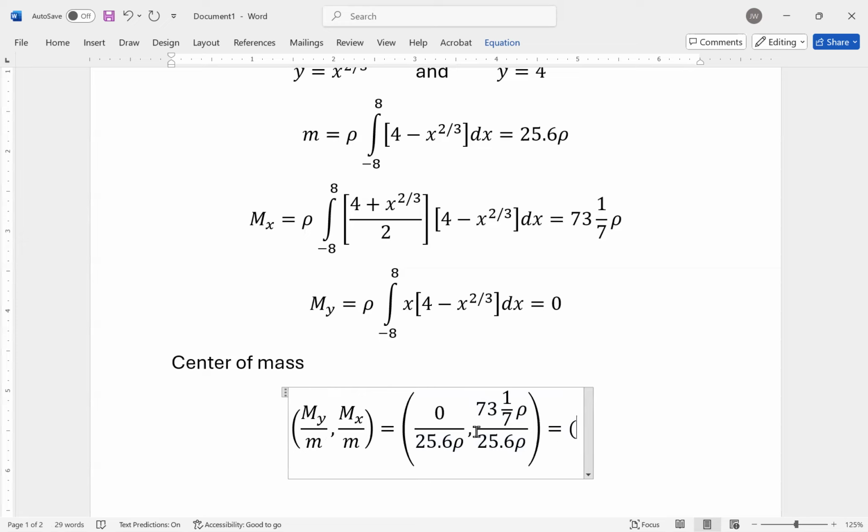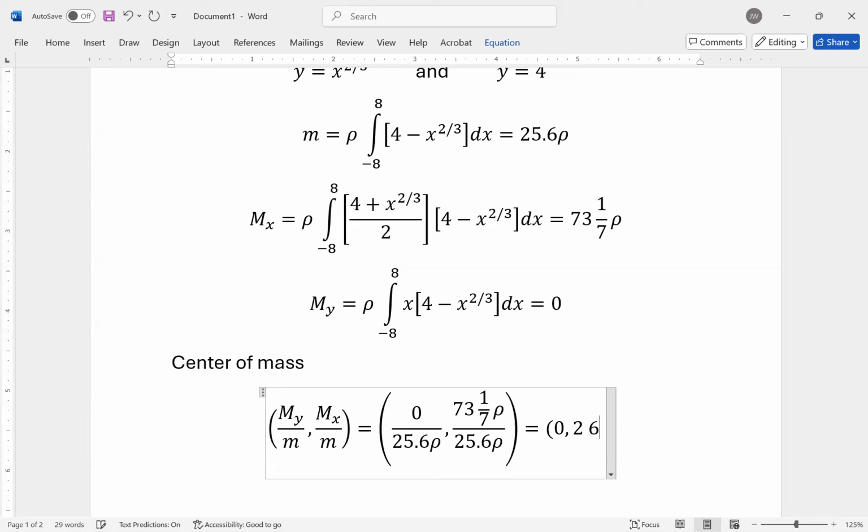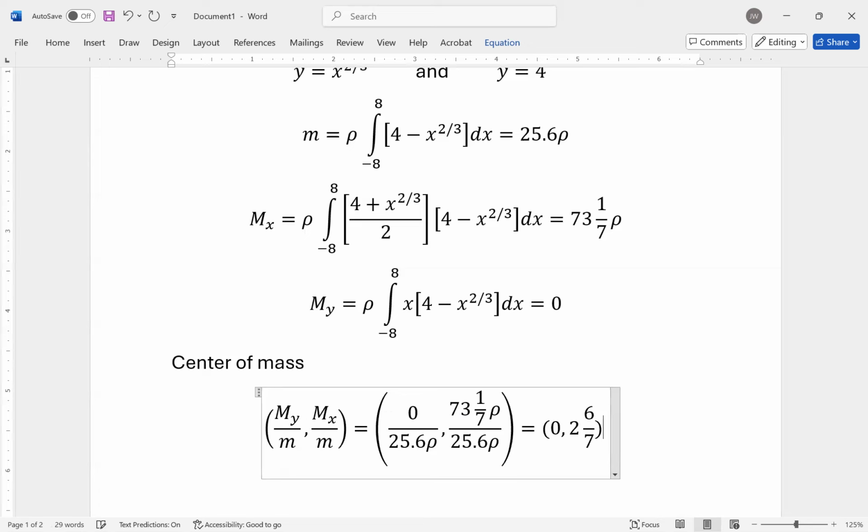All of that can be simplified, of course. If I take 73 and 1/7 and divide it by 25.6, what I get is 2 and 6 over 7. The rhos cancel out. And so that is my center of mass, 0, 2 and 6/7.